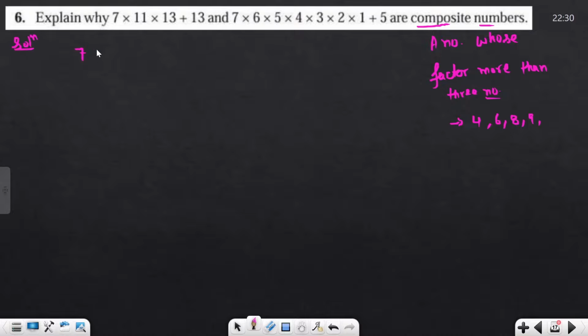Now how do we solve the first expression? First number is 7 into 11 into 13 plus 13. These are the two numbers. A lot of students get confused here, because in multiplication we have two numbers.